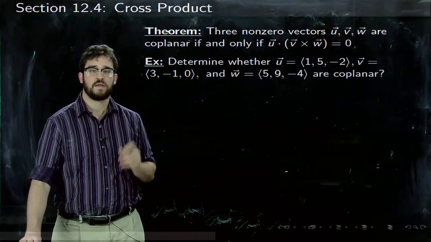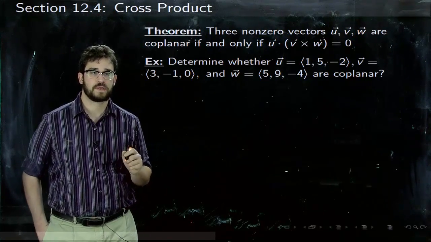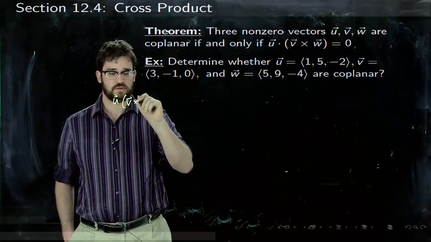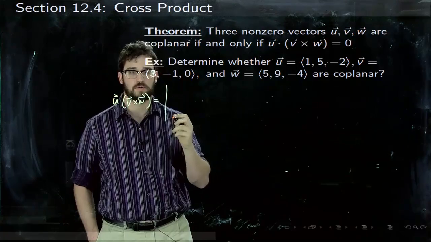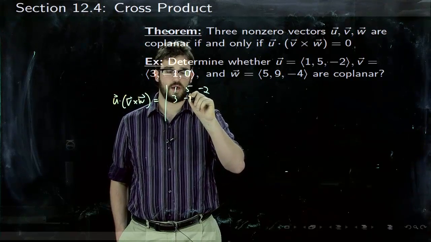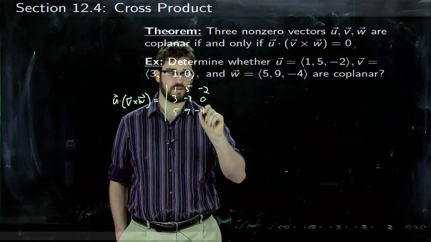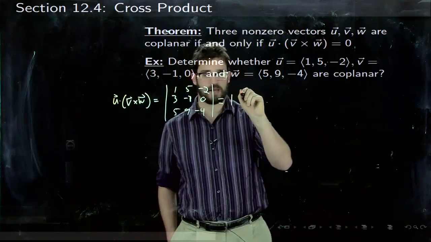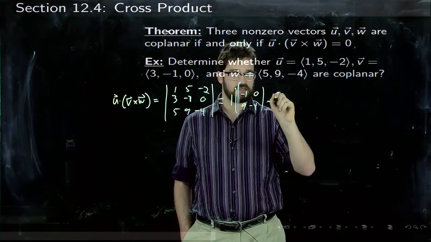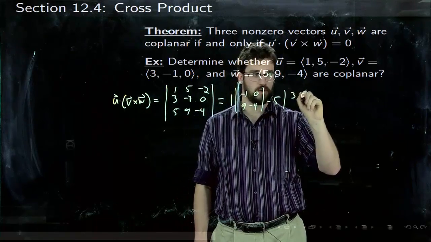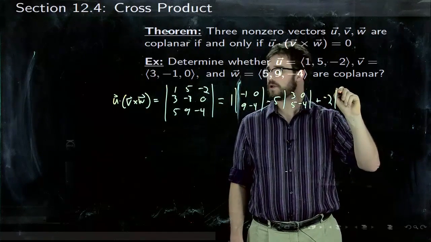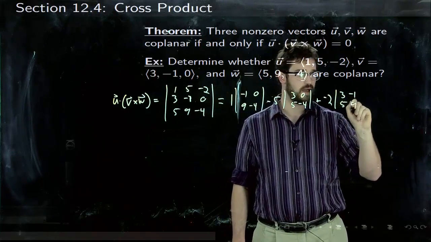So let's determine whether or not these three vectors are coplanar. So we do u dot v cross w, which we set up as our determinant of 1, 5, negative 2, 3, negative 1, 0, 5, 9, negative 4. So we do 1 times the determinant of negative 1, 0, 9, negative 4, minus 5 times the determinant of 3, 0, 5, negative 4, plus negative 2 times the determinant of 3, negative 1, 5, 9.